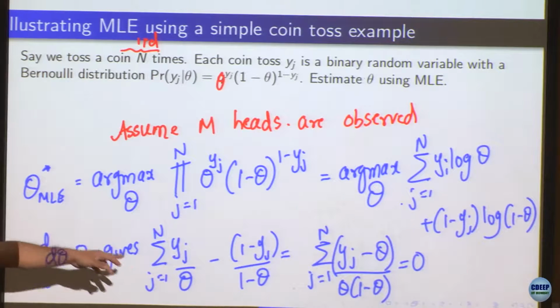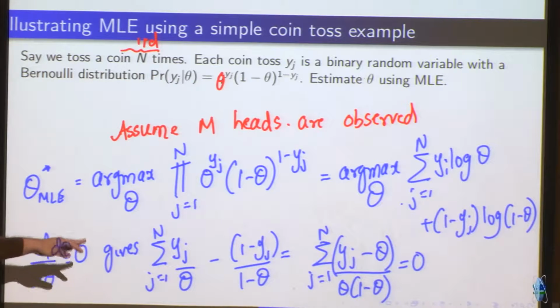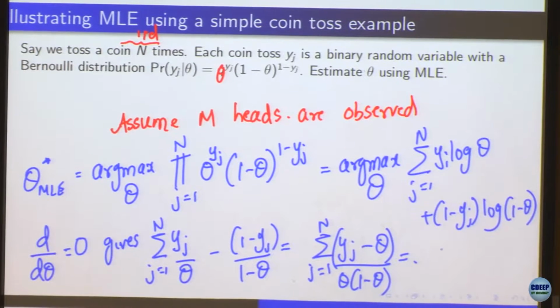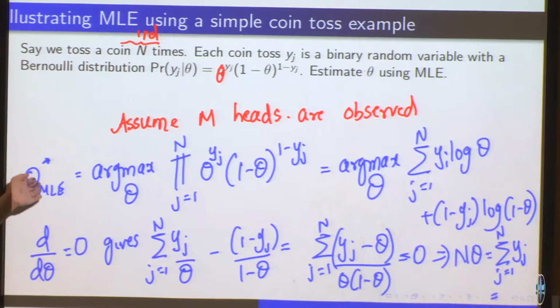Everyone gets this? Summation j equals 1 to n of yj minus theta, divided by theta into 1 minus theta, equals 0. And thereafter it's very simple. If this has to be 0, this implies you are summing theta how many times? n times, right? So this implies that n theta is the summation of the yj's, which I know is how many heads do I have?